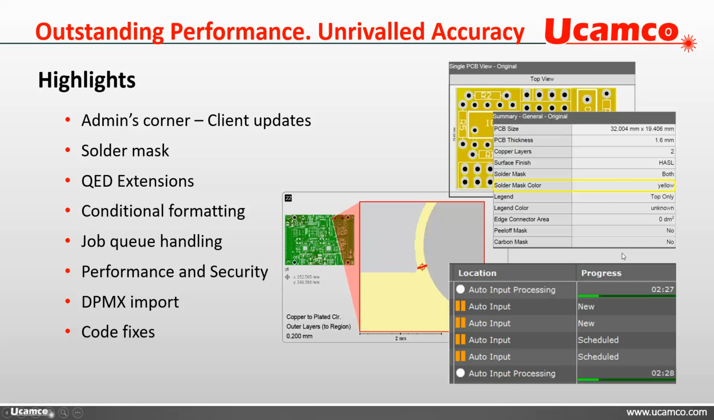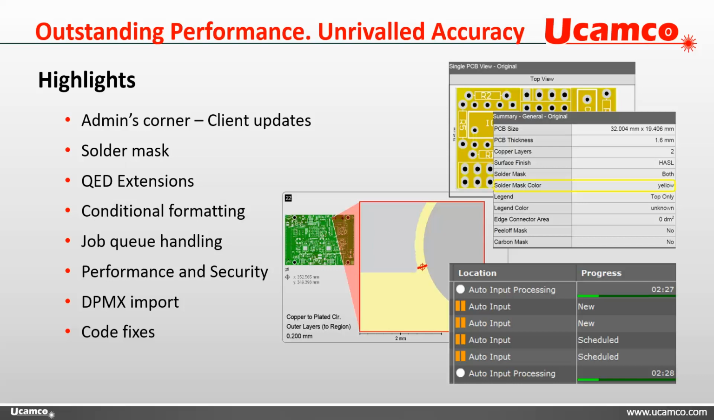This is the overview of what I would like to talk about today, and as you can see, there is a variety of items in there. First of all, we start in the admin's corner to have a look at one or two practical aspects of the software installation itself. Then we turn to the application side of things with, first of all, an item on solder mask. Next, we will be looking at some extras in the upgraded QED PDF report. Related to that, but worthy of a separate entry, is a brief word on conditional formatting. After that, some items related to the job queue and job queue management.